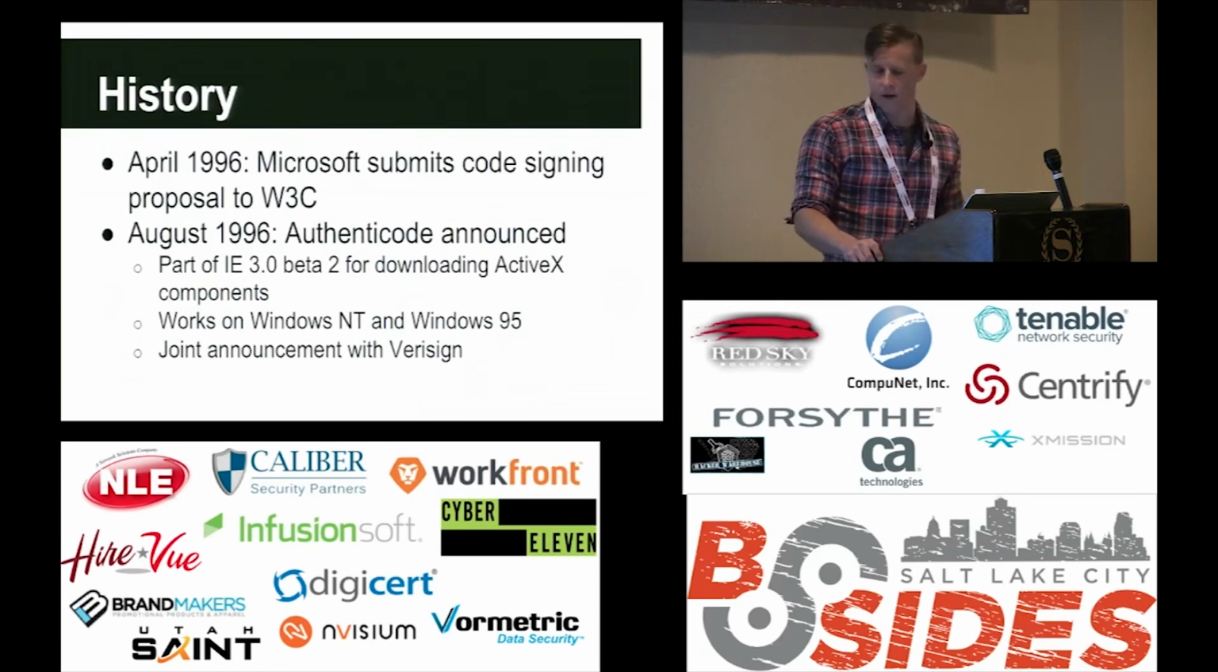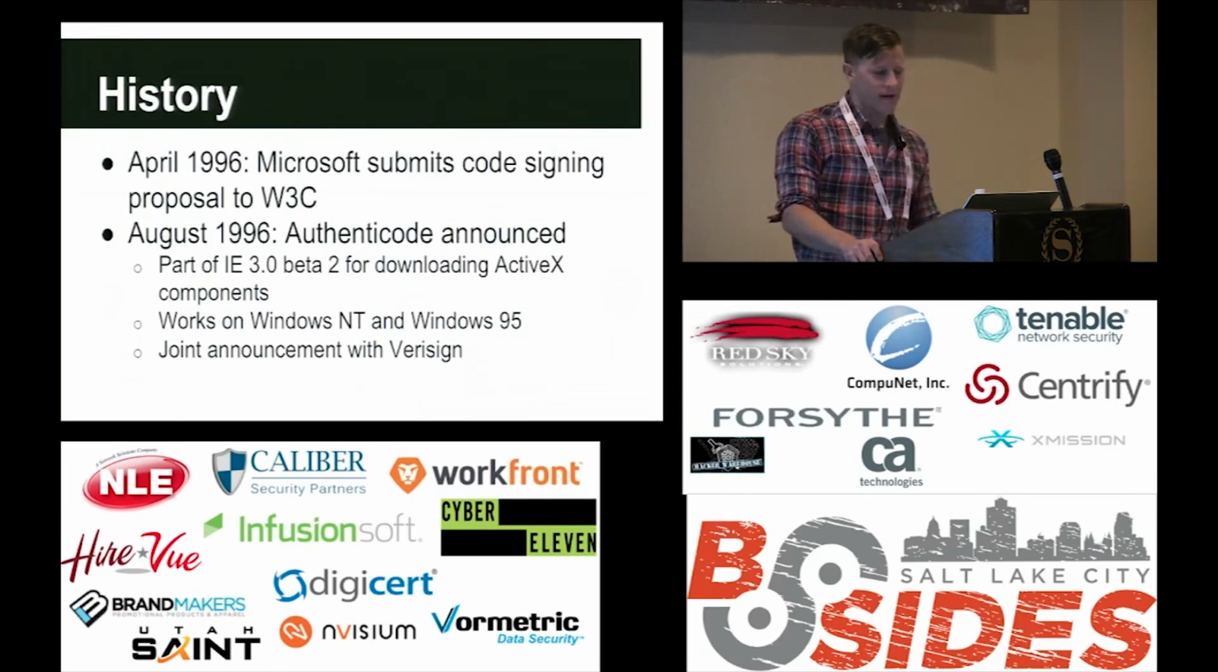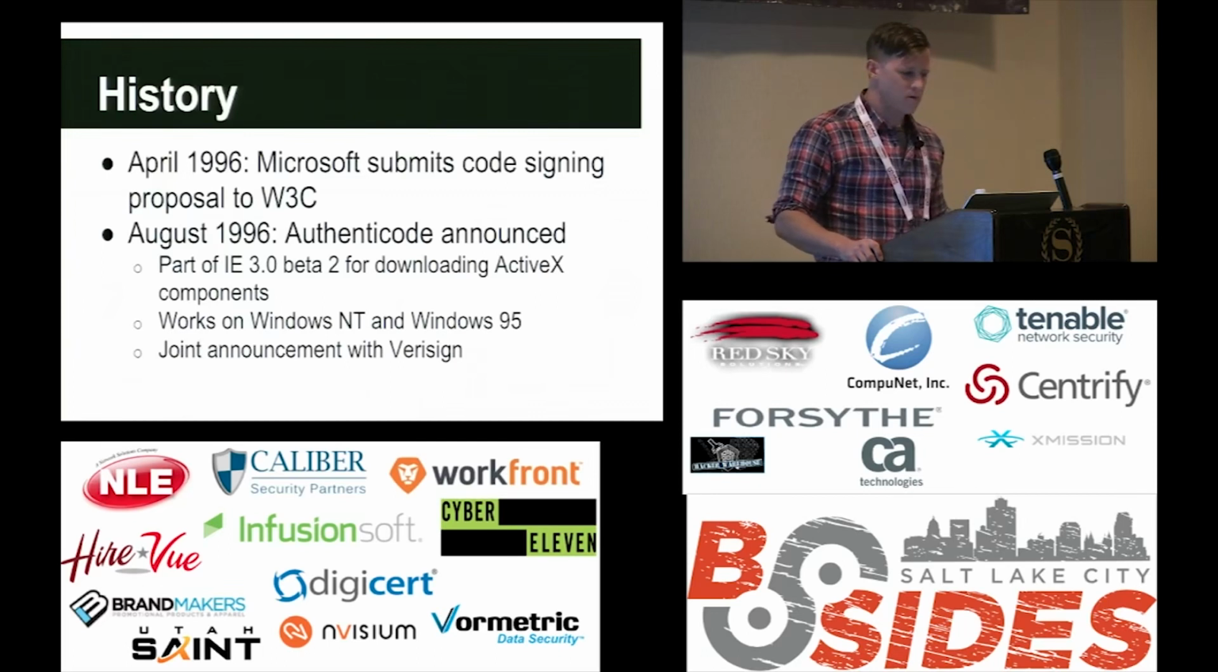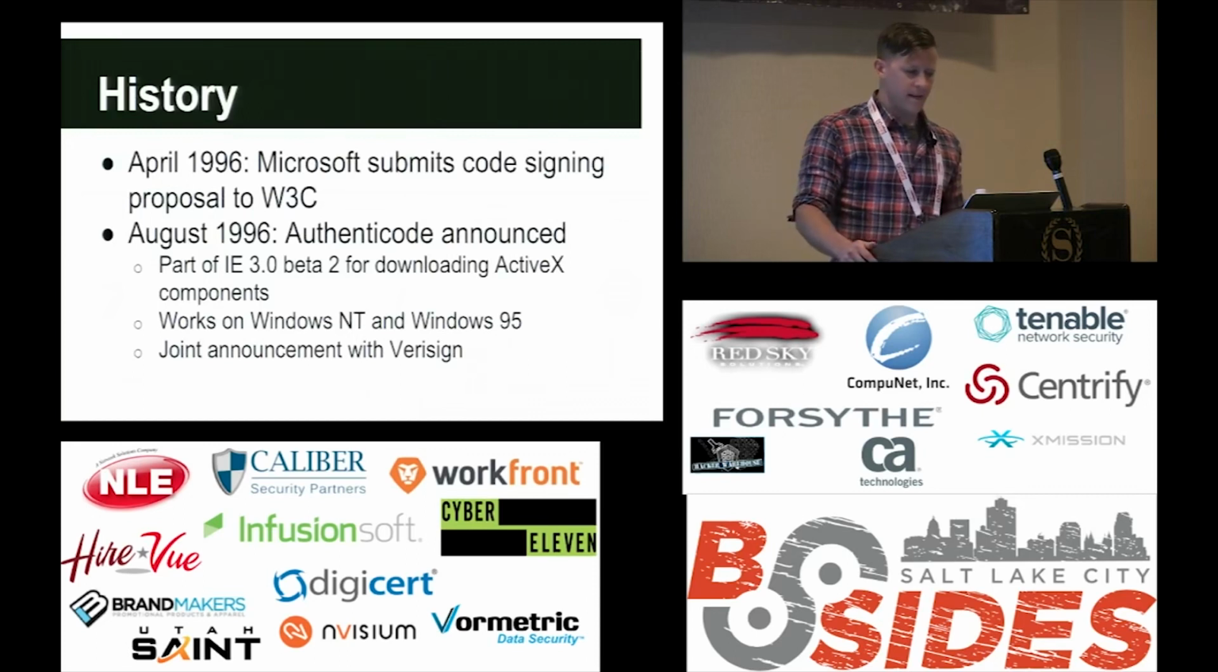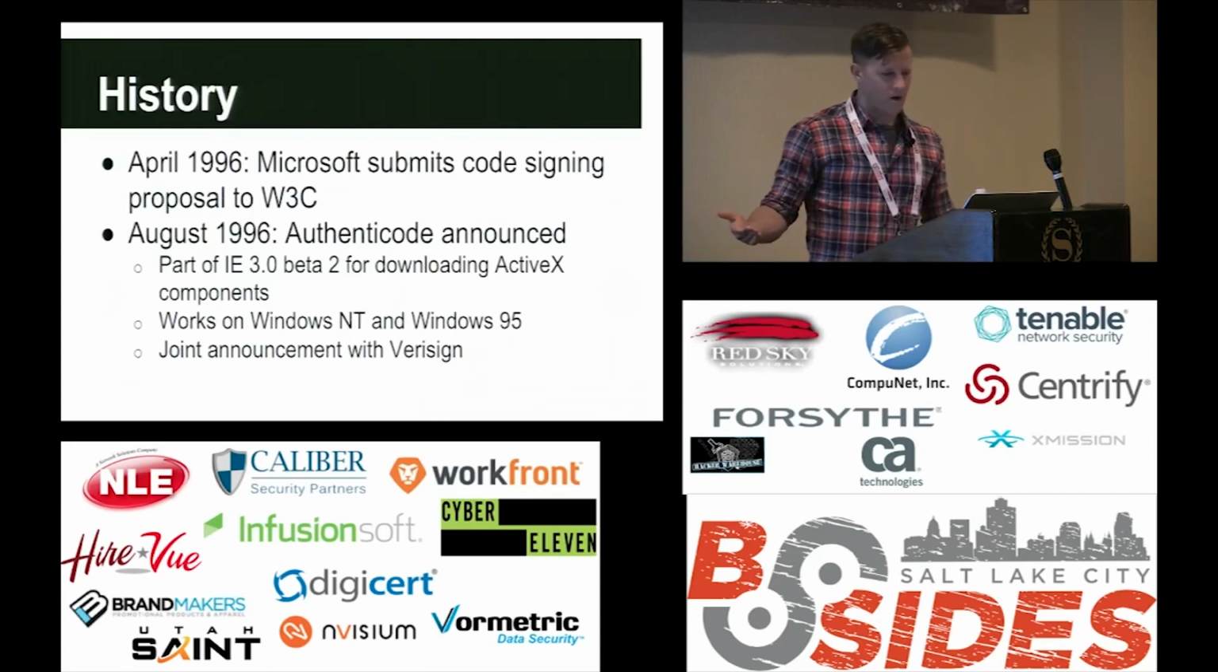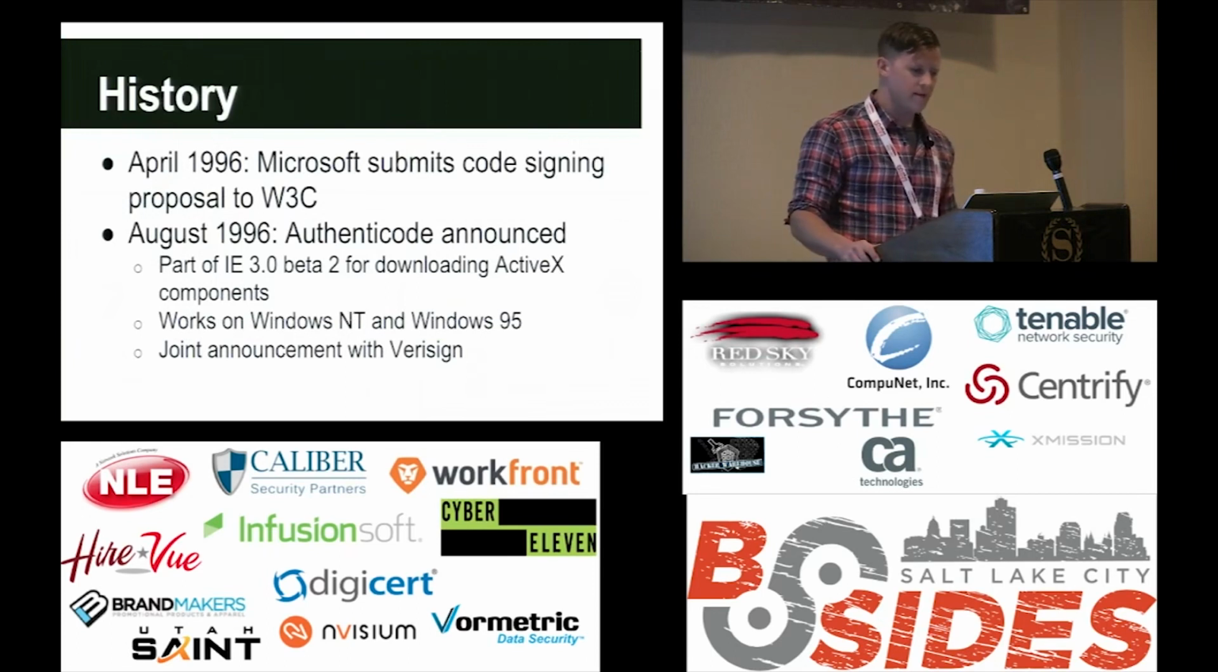So a quick history of this. Authenticode is actually almost 2 decades old now. Starting in April 1996, Microsoft submitted basically a request for proposals to the W3C, an international standards body. And then shortly after that, it announced that it had Authenticode, and it had a partnership with VeriSign, who was one of the original certificate authorities.